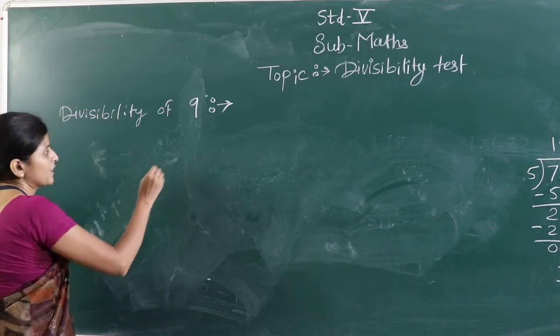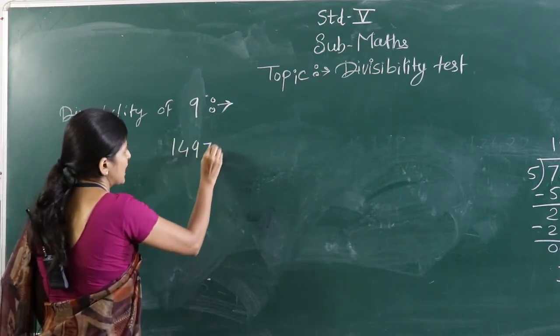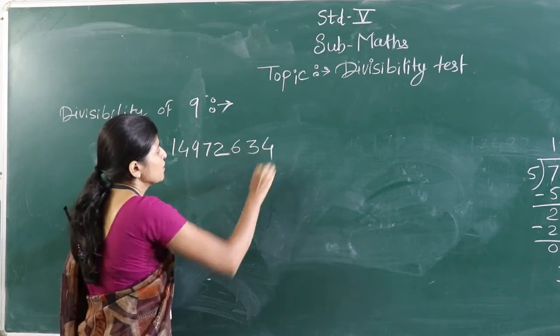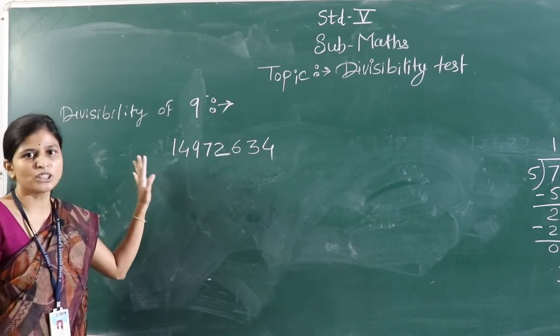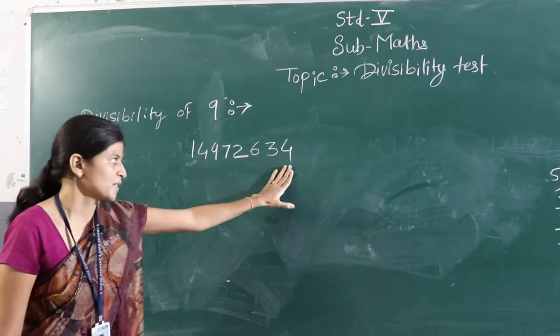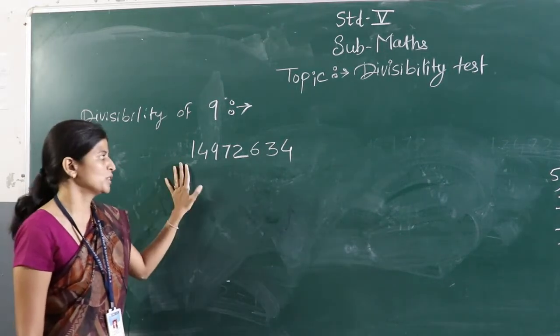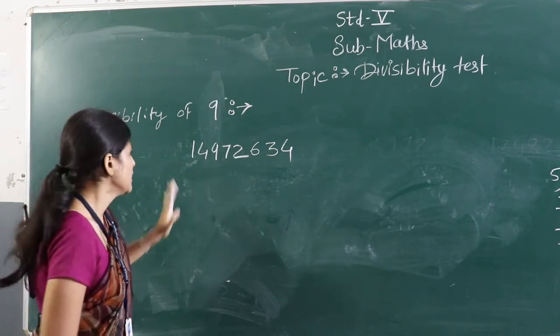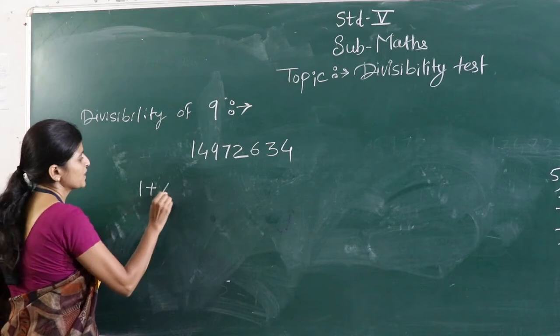For example, we take the number 14972634. Without dividing it, we have to check whether this number is divisible by 9 or not. This is a very big number, so without dividing it we have to check whether it is divisible by 9 or not. So we add the digits of this number.